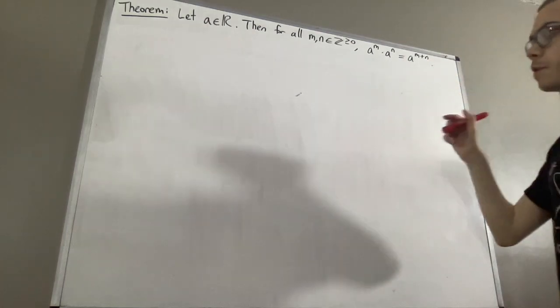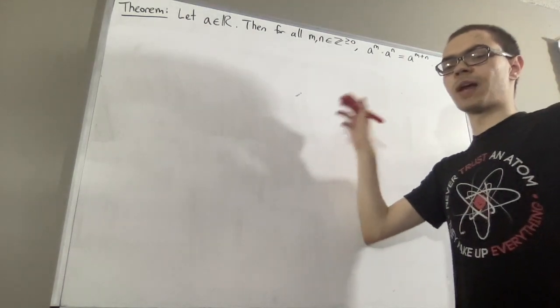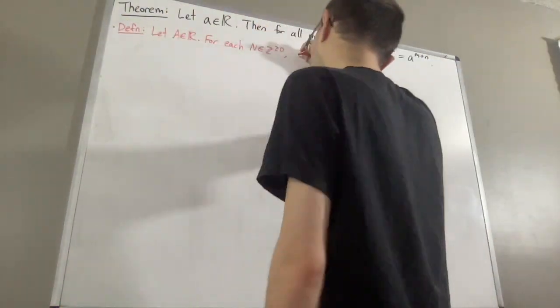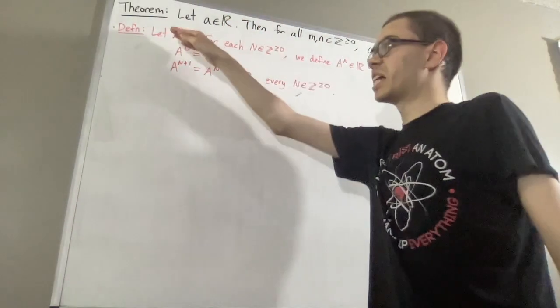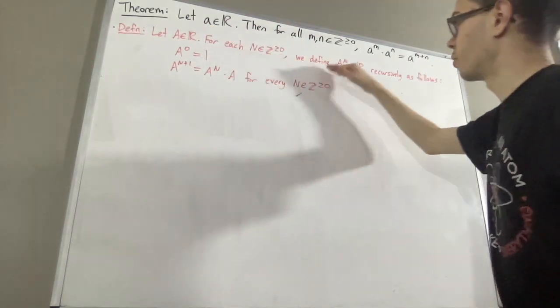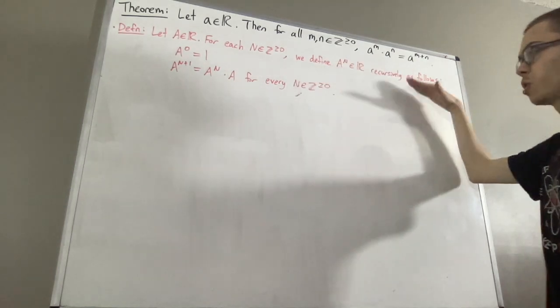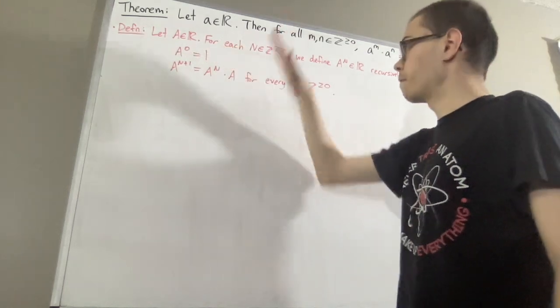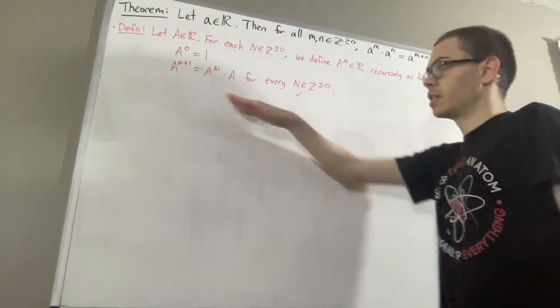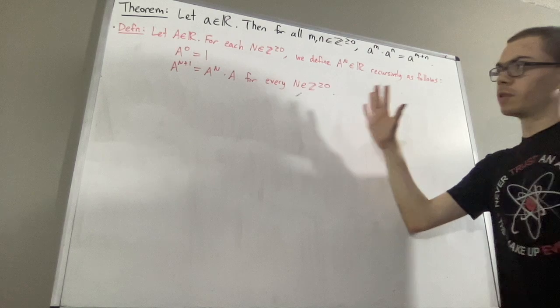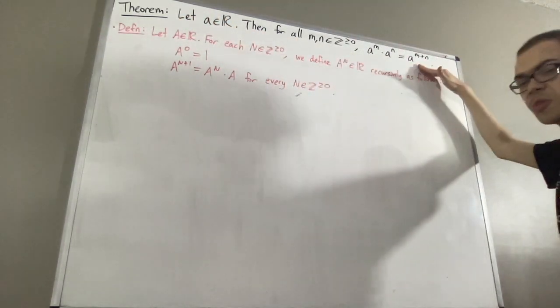Now, our definition of non-negative integer exponents will be as follows. Let a be a real number. For each non-negative integer n, we define the real number a to the power of n recursively as follows. So a to the power of 0 is going to be equal to 1. And then for each non-negative integer n, a to the power of n plus 1 will be equal to a to the power of n times a. So now, let's get into proving this theorem.